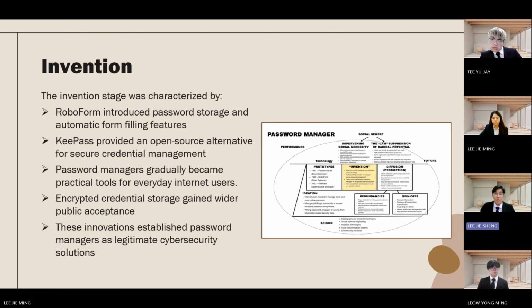Alright, so the fifth component is inventions. This step shows how the prototype became a practical and recognized product. The Go made password managers easy by combining password storage with automatic form filling. KeePass also helped because it provides a secure and open source solution. Users who care about transparency and control could use KeePass to manage credentials safely.